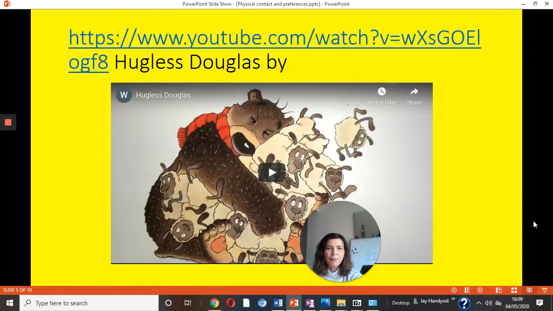Okay, so moving on. Now this is a really nice character here. This is a book and it's Hugless Douglas. Now with Hugless Douglas, sometimes he wants to hug people that don't want to be hugged. Okay, there are people that do not want that contact. You may like that contact, but they do not like the contact.